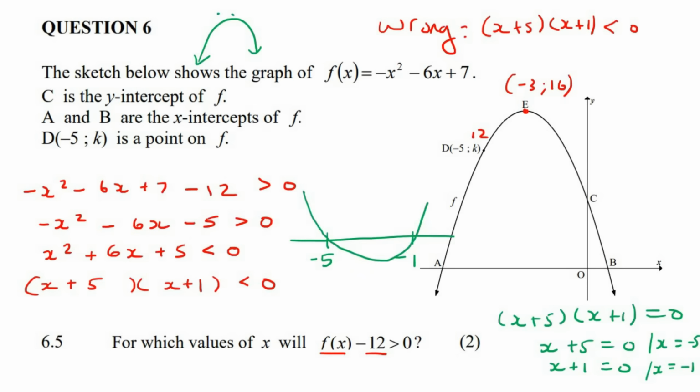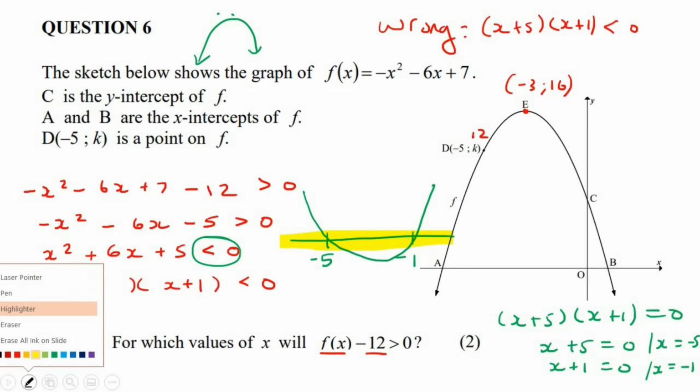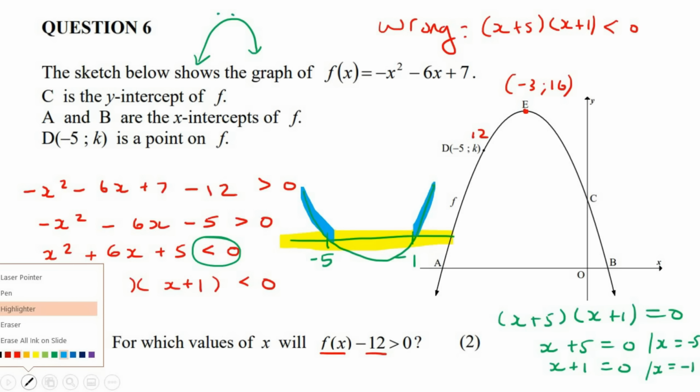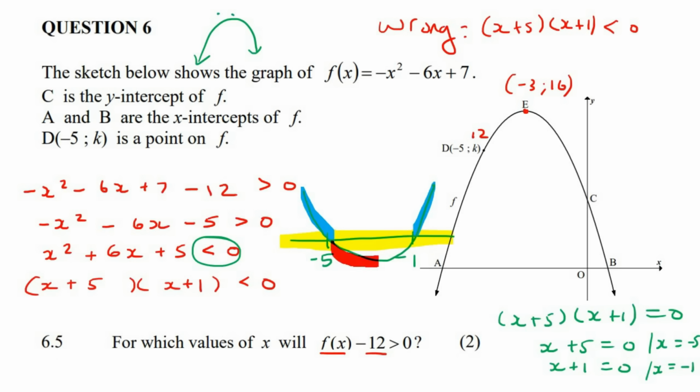So if you could think of this as like the ocean, then when they say smaller than 0, it's everything underneath, okay? So if we highlight this part, that's above and that's above. But if you look at this part, that's below. That's below. So where is it below? Well, it's anywhere between minus 5 and minus 1.